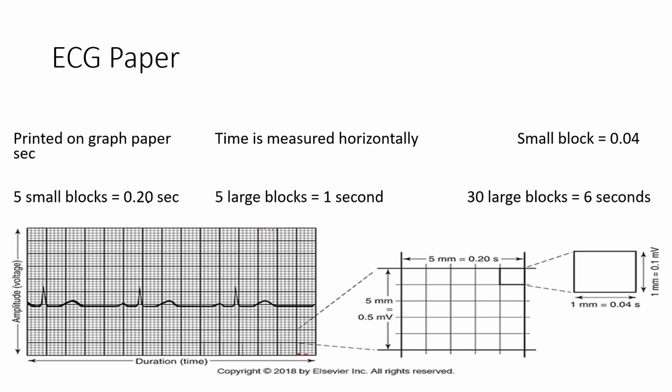Now, what do we do when we multiply that times 5? We get 1 second. So 1, 2, 3, 4, 5. That's going to be 1 second of time right there. And then 30 of these large blocks are going to be 6 seconds of time. Where that becomes important is that when we analyze rhythm strips, we do it in a block of 6 seconds. So we do a 6-second time snap to do any EKG interpretation. So that's why I include the 30 large blocks being 6 seconds.